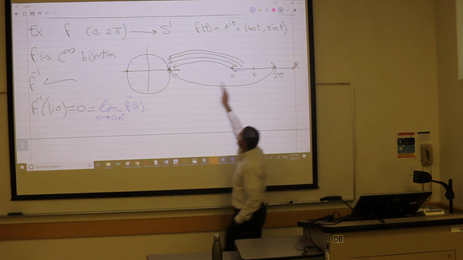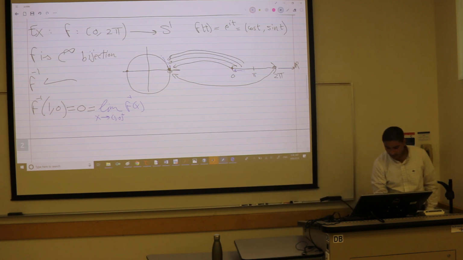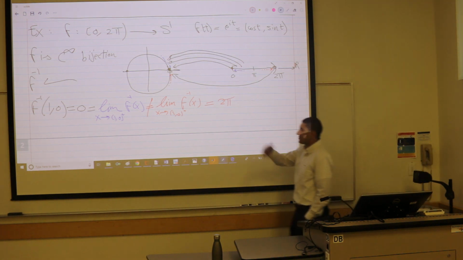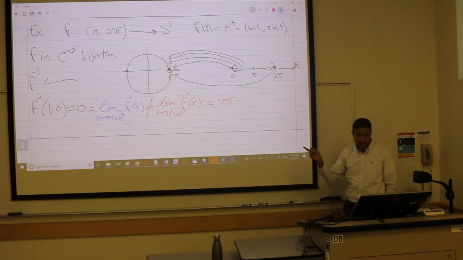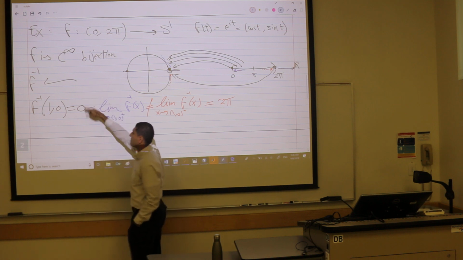But if I'm going to this point from below, if I'm going in this direction, so now I'm going in that direction. So if I'm going from below, this is not equal to the limit from below of F inverse of x as x goes to (1, 0) from below, because actually this limit is equal to what? 2 pi, right? So the limit from the left is not equal to the limit from the right. The function is not continuous at the point. Okay? So here is an example of a C infinity smooth function, bijective, but the inverse is not continuous.